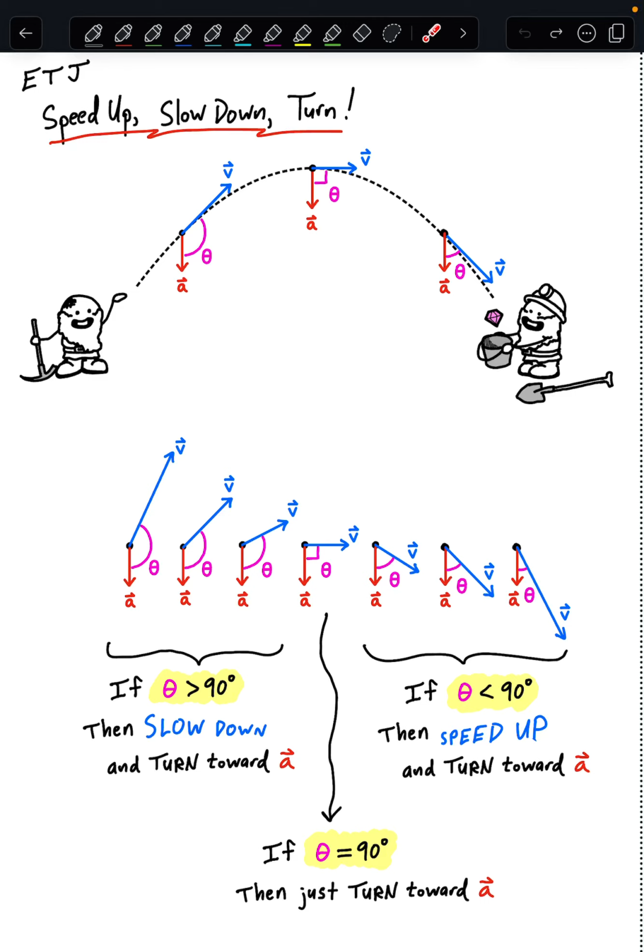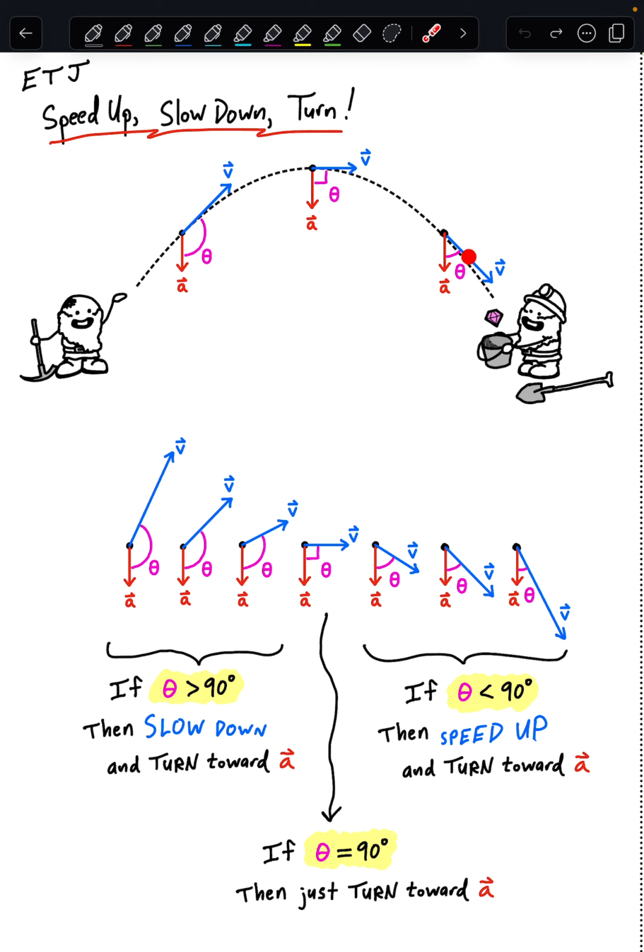We can tell whether an object will speed up, slow down, and or turn at a given moment by looking at the angle between its velocity vector at that moment and its acceleration vector at that moment. If the angle is obtuse, greater than 90 degrees, then we know the object will slow down in the next few instants and turn towards the acceleration. That means that the velocity vector will be tipping to point more and more towards the same direction that the acceleration vector is pointing. So it'll slow down and turn if that angle is greater than 90 degrees.